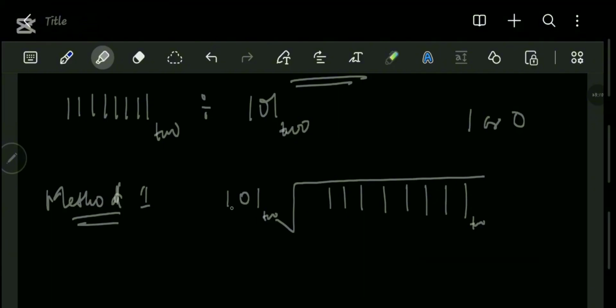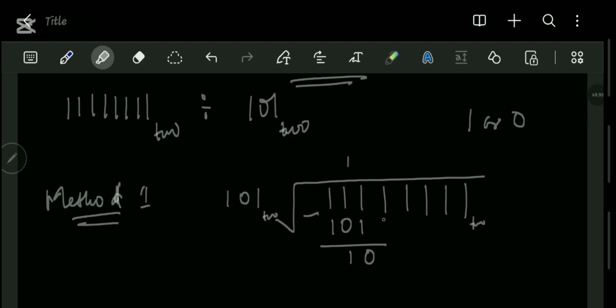Now 101 can go in 111. I'm dealing with this 3 first. How many times? It can go only once. So 101 times 1 is 101. So when you subtract this one now, 1 minus 1 is 0. 1 minus 0 is 1. Are you seeing that now?